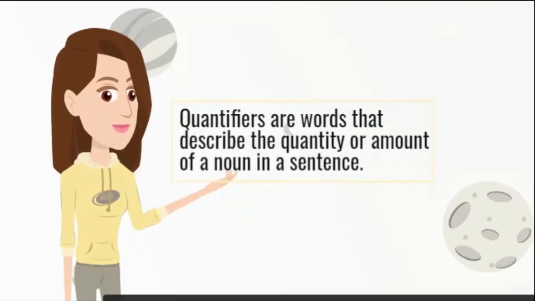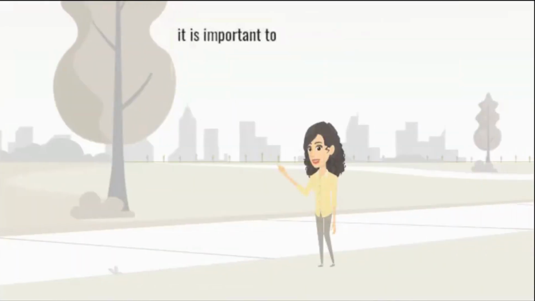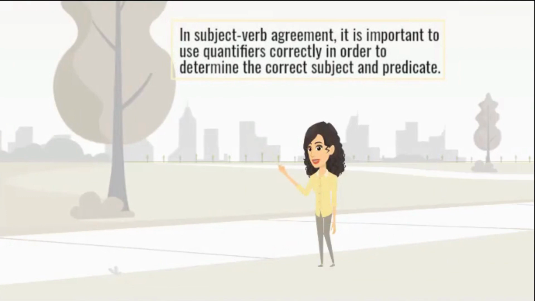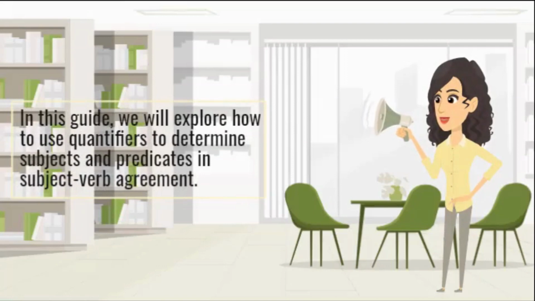Quantifiers are words that describe the quantity or amount of a noun in a sentence. In subject-verb agreement, it is important to use quantifiers correctly in order to determine the correct subject and predicate. In this guide, we will explore how to use quantifiers to determine subjects and predicates in subject-verb agreement.